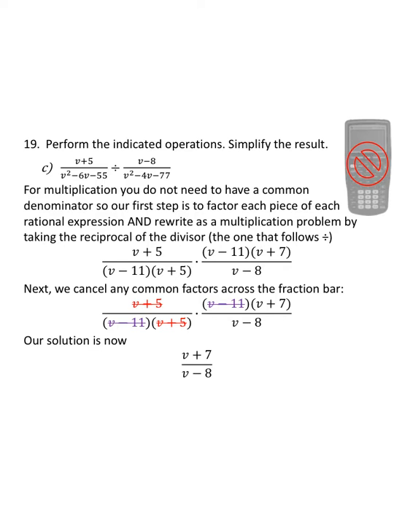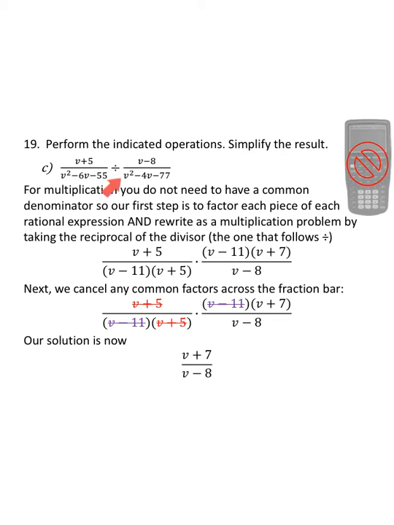Now we're going to divide. V plus 5 divided by v squared minus 6v minus 55, divided by all of v minus 8 over v squared minus 4v minus 77. For multiplication and division, you don't have to have a common denominator. For a division problem, not only will we factor every single thing, but we are going to change the order. We're going to change this division to a multiplication, and we're going to take the numerator and put it in the denominator. Our denominator, v squared minus 4v minus 77, we're going to factor, and that becomes the numerator.